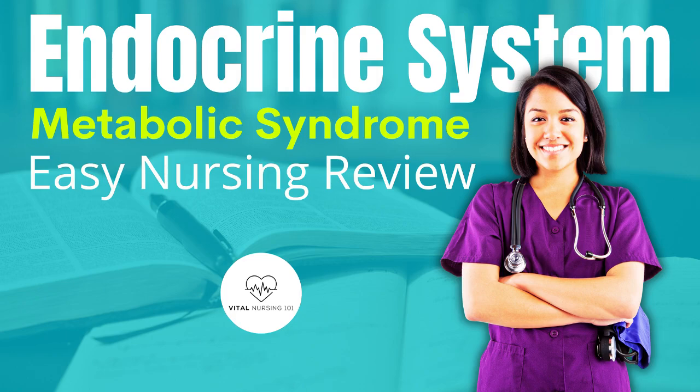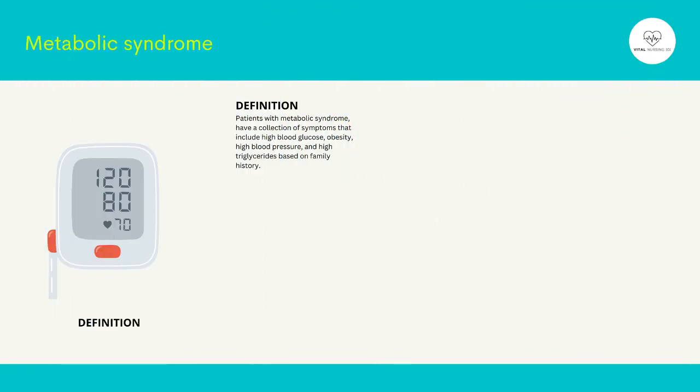In this lesson, we will cover metabolic syndrome. Now, let's begin by first learning, what is metabolic syndrome? Patients with metabolic syndrome have a collection of symptoms that include high blood glucose, obesity, high blood pressure, and high triglycerides based on family history. Beta cells in the pancreas are unable to produce sufficient insulin while the liver produces a higher level of glucose. The patient is also insulin resistant. This syndrome leads to cardiovascular disease.